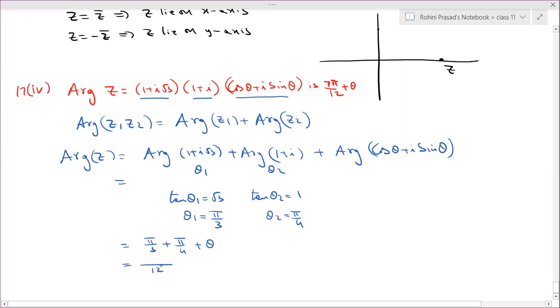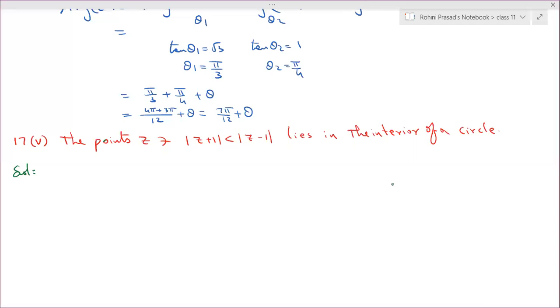which is 12, and 4 times 4 pi plus this is 3 pi plus theta, which is equal to 7 pi by 12 plus theta. So it is true. What they have given is true.